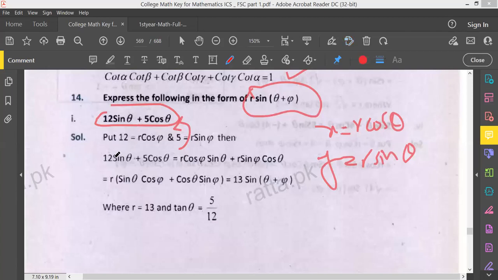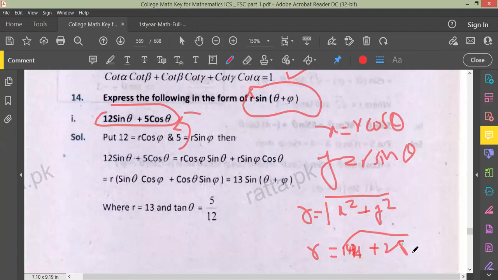So after putting the values of 12 and 5 here, our final expression will become r of sine theta cos phi plus cos theta sine phi. You can take the value of r: r is equal to magnitude. You know that magnitude will be equal to square root of x square plus y square. So r will be equal to, x is 12, 12 square will be equal to 144, plus 5 square will be equal to 25. This will be equal to 13. So here putting the value of r will be equal to 13.